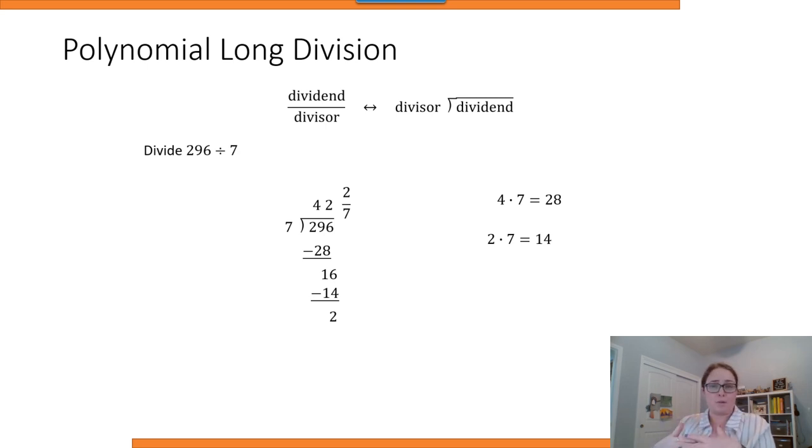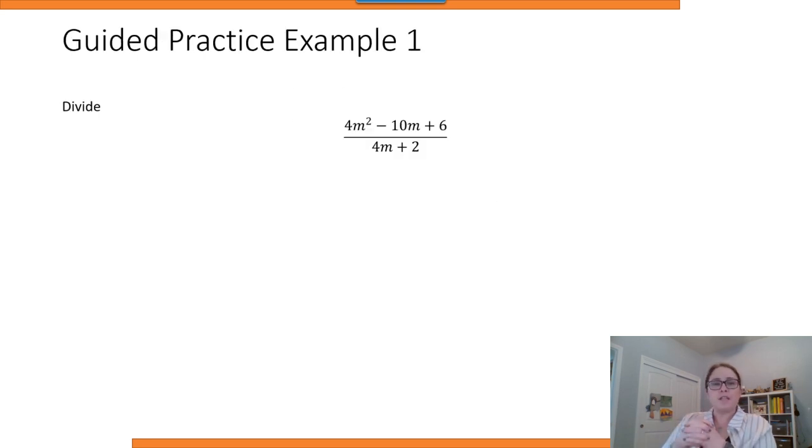And so we're going to replicate this process, only we're going to add in variables. So let's look at this example here: 4m squared minus 10m plus 6 divided by 4m plus 2. So I create my long division problem. That numerator goes inside. The 4m plus 2 goes on the outside. Okay, so I'm going to start by asking a very similar question to the last one. Only here, I'm going to focus on the first term of each polynomial.